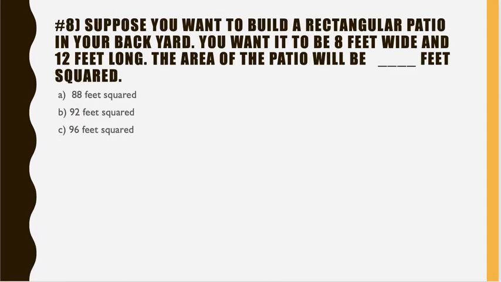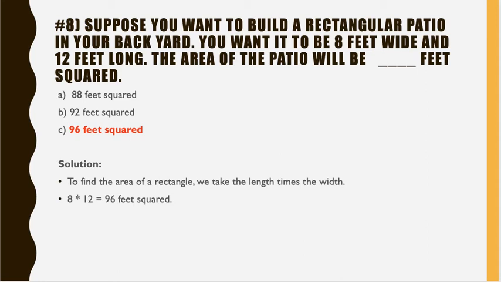Problem 8. Suppose you want to build a rectangular patio in your backyard. You want it to be 8 feet wide and 12 feet long. The area of the patio will be how many feet squared? Our answer choices are 88 feet squared, 92 feet squared, or 96 feet squared. 96 feet squared is the correct answer choice.